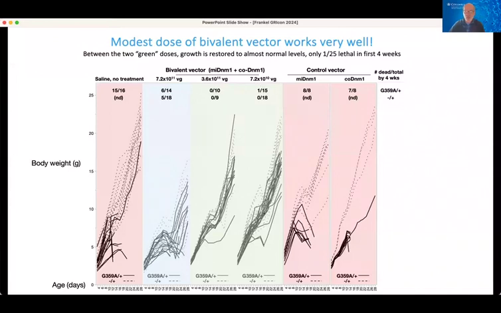Only 1 in 25 of the mutant hets died in the first 4 weeks, and none of the control mice died at that time. The growth was almost completely restored at this lower dose. And so this is really, again, I think, incredibly encouraging for this kind of approach. The knockdown plus replace was sufficient and necessary for this. Neither alone would do it. And we can get the mice, most of them living and with rectified growth.